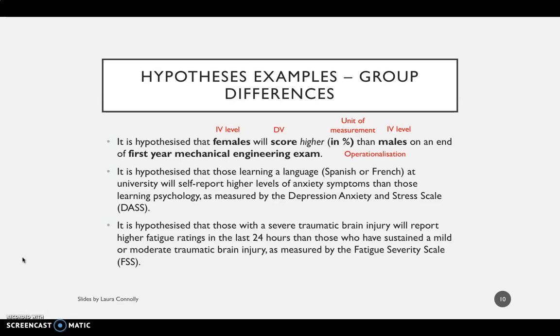And we've also operationalized our dependent variable. So how is it that we're getting this score? Well, we're looking at students' first year mechanical engineering exam results. And lastly, we've got a direction. So we've indicated that females will score higher than males on this mechanical engineering exam. If you had a non-directional hypothesis, you would just simply be describing a significant difference between the females and males in terms of their mechanical engineering exam results. However, you wouldn't be describing higher or lower.